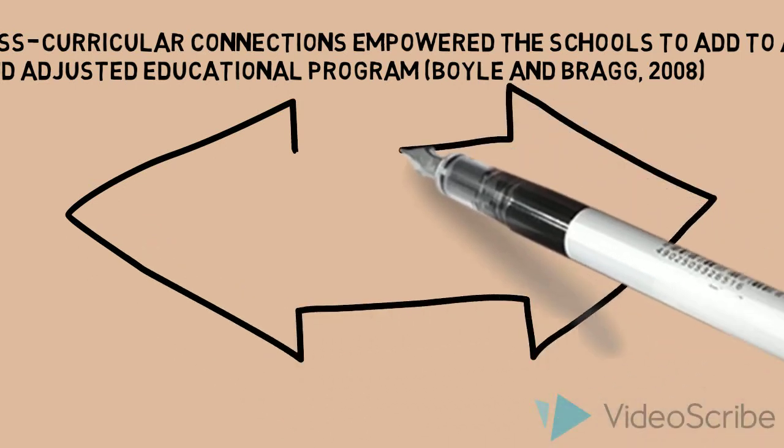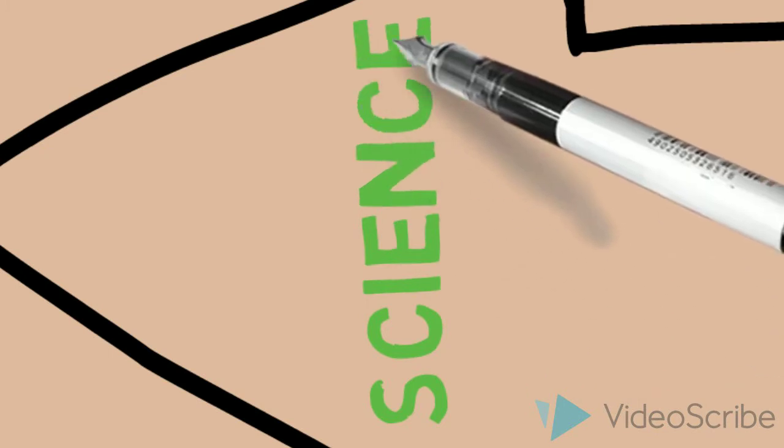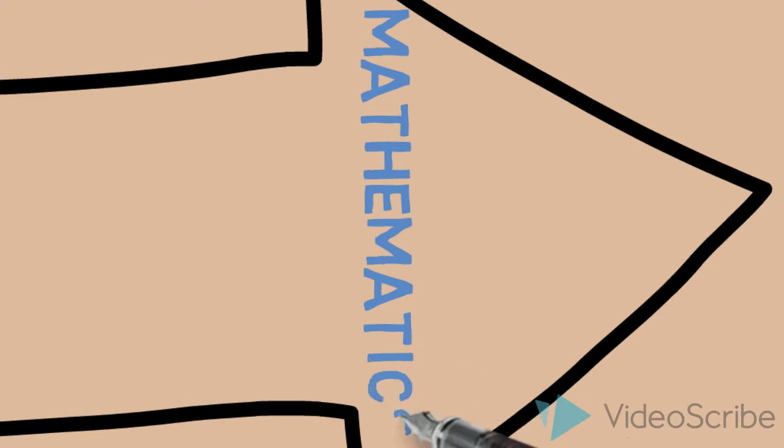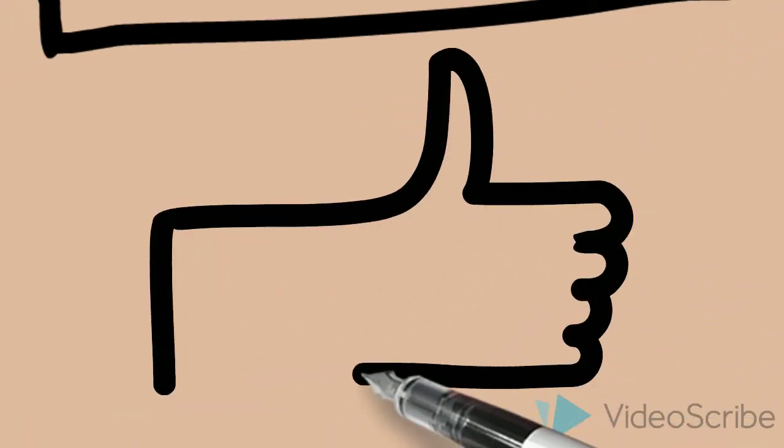Making science fascinating and relevant to children is one of the key features of effective science teaching and learning, as stated by Harlen in 2006. Boyle and Bragg from 2008 found that creating cross-curricular connections empowered schools to add an expansive and adjusted educational program.